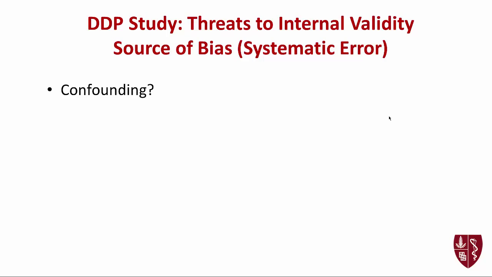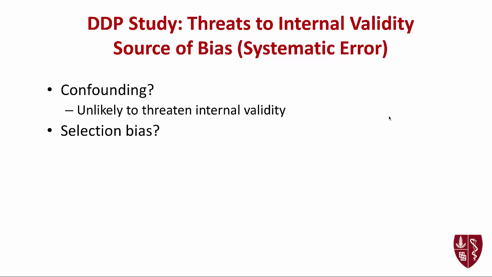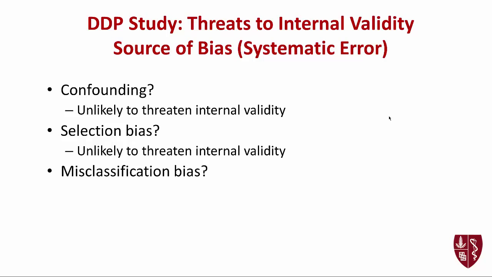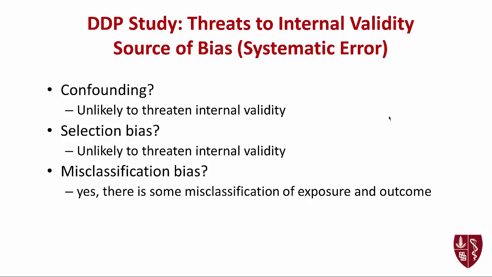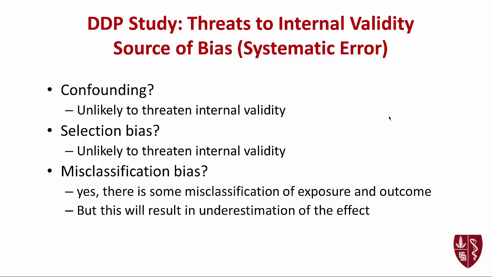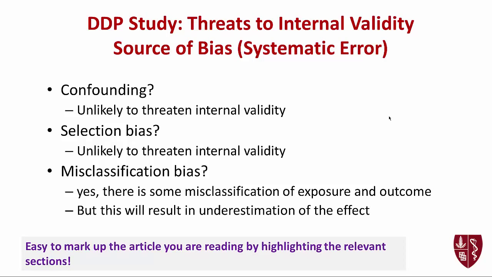So what do you think? Do you think confounding could affect the internal validity? No. It's unlikely to threaten internal validity because they used randomization and they also used ITT. What about selection bias? Do you think that could threaten the findings of this study? Unlikely. The follow-up was excellent, so we're not worried about that. What about misclassification bias? Yes, there is some misclassification of both the exposure and the outcome, but as we've discussed, if anything, this will result in underestimation of the effect.